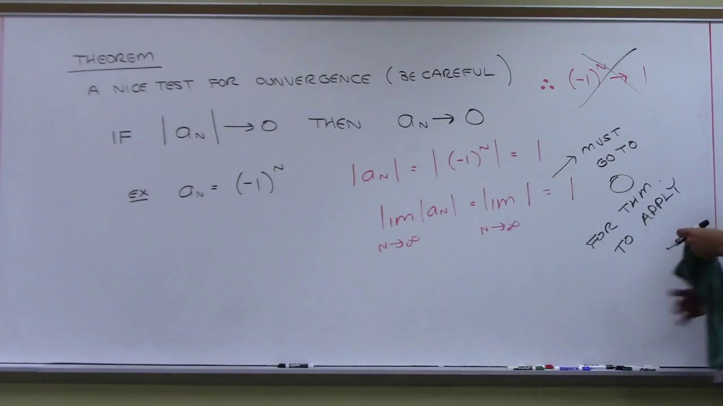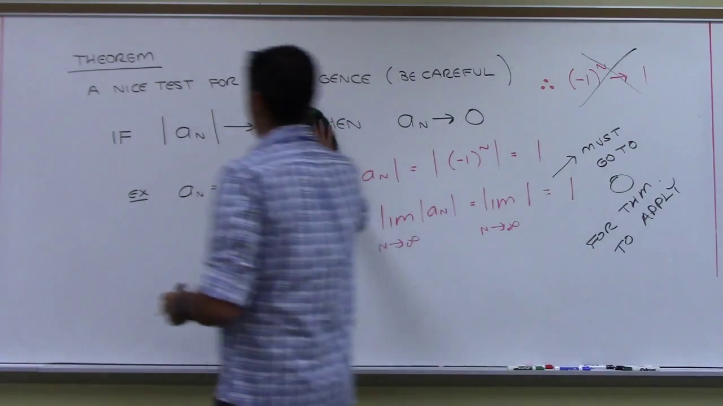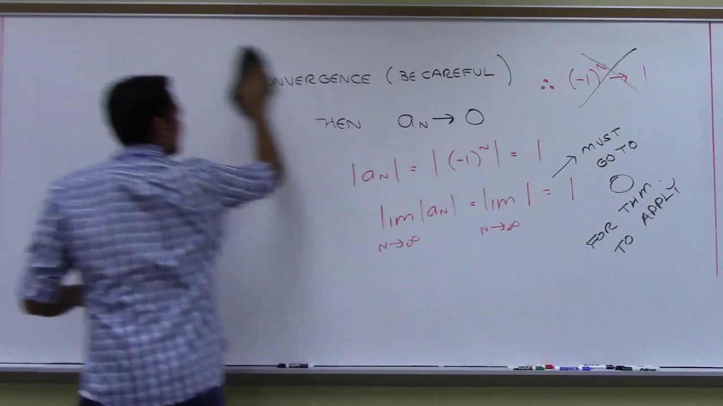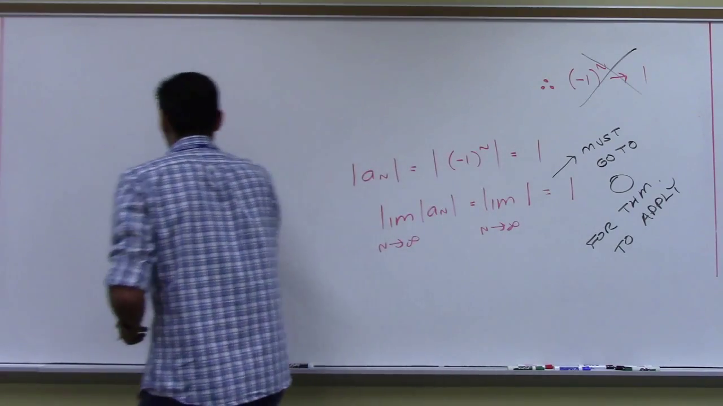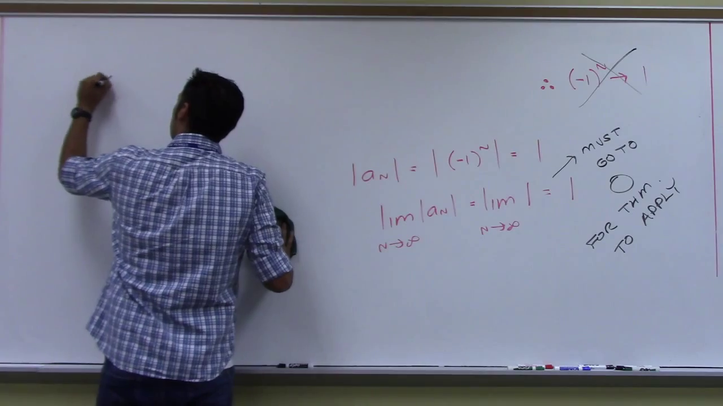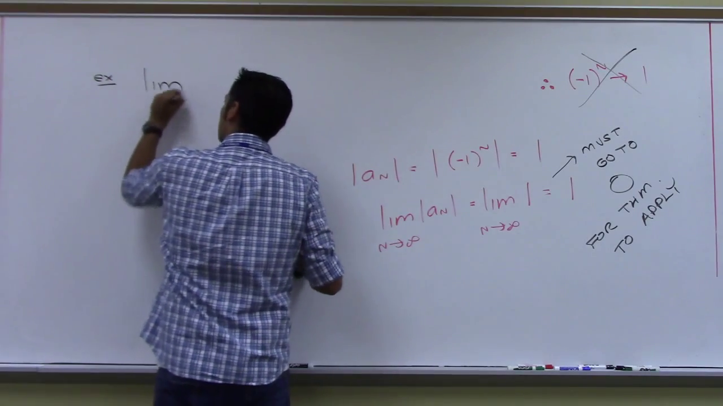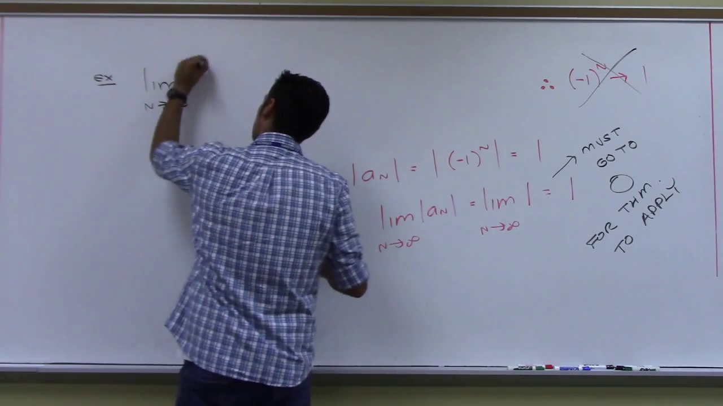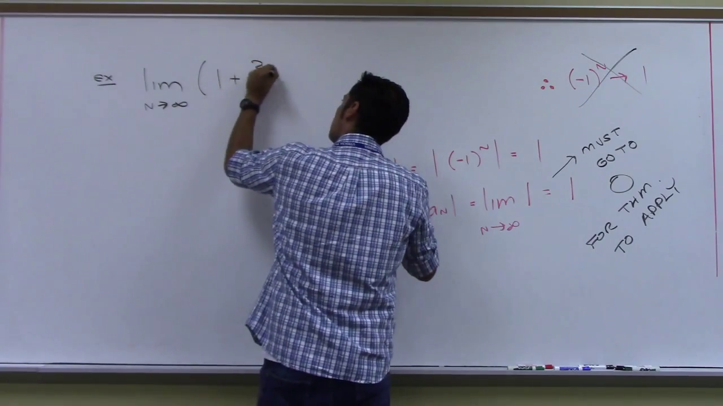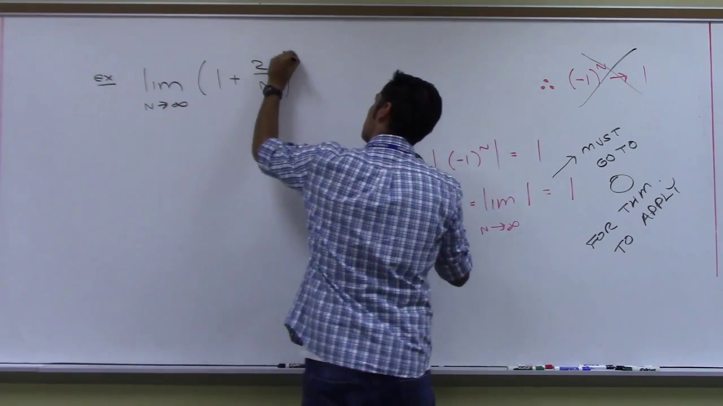Ready for another one? Yes, you are. You're excited. Limit as n goes to infinity of (1 plus 2 over n) to the n.